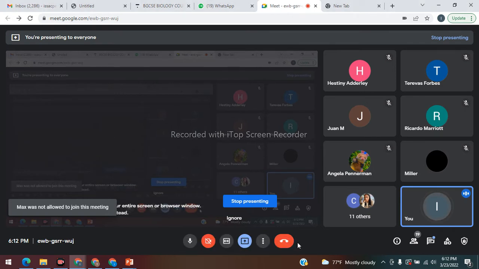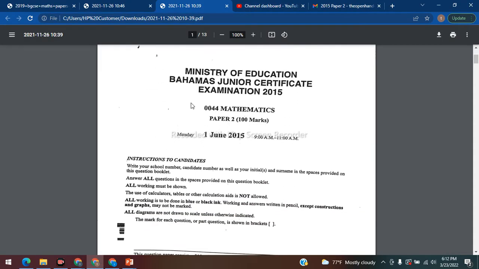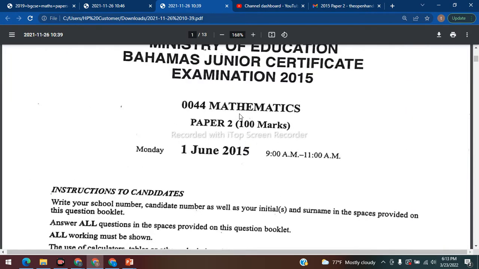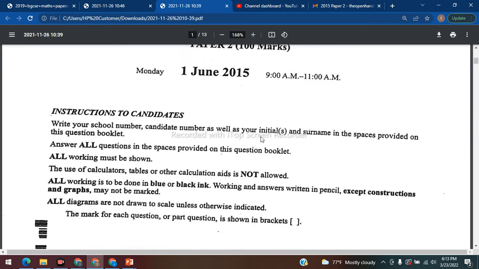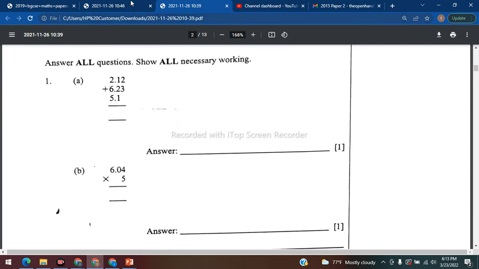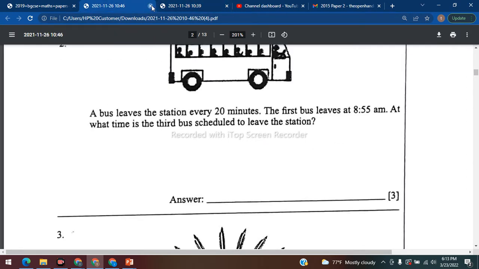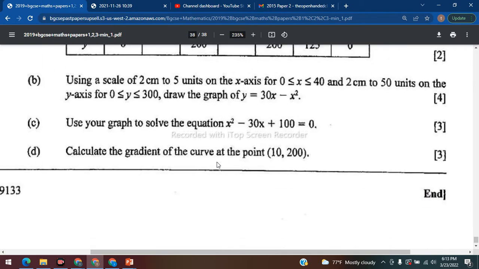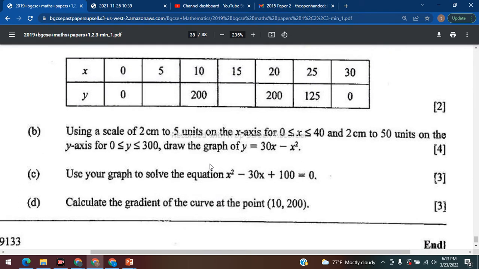And so we're gonna begin right with this paper 3 question. Here they ask us, yesterday we finished 2016 paper 2 for BGCSE. We got to do 2015 paper 2 for BGCSE. We're still on the 2019 paper 3, and we are on question C. It says, use your graph to solve the equation x squared minus 30x plus 100 equals 0.